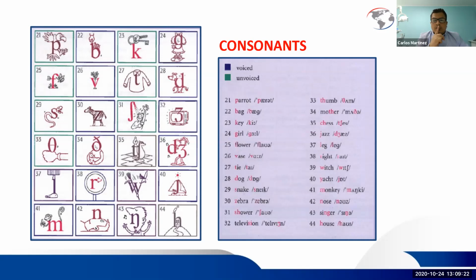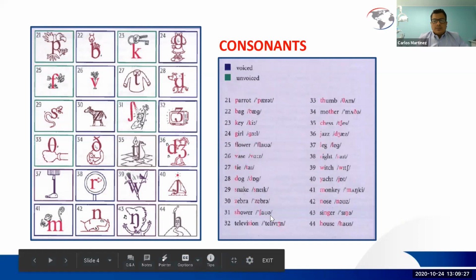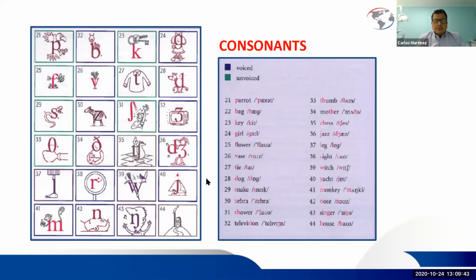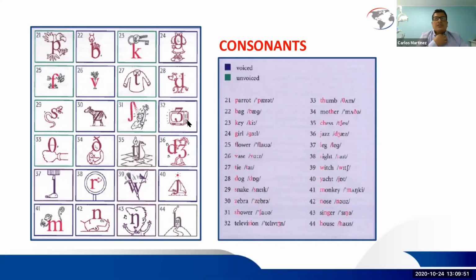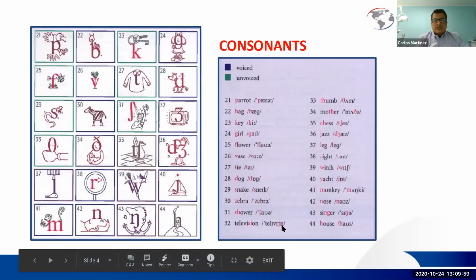Shh, like when you want silence. So this is shower. Shower. Notice how you don't even have to look at the spelling of the word, just by looking at the pronunciation. Shower. Good. Now we have this symbol that looks like a Z. This is the symbol from the word television. J. This is blue, it vibrates. Television. Very good.